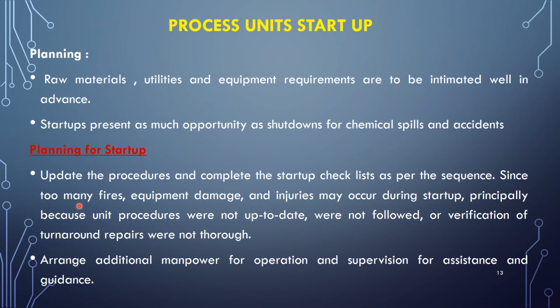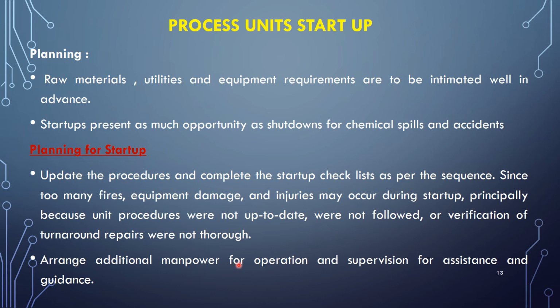Fires, equipment damage and injuries may occur during the startup: sudden supply to the equipment, uncontrolled steam flow, uncontrolled air. You got my point. If you are mixing two raw materials and you do it the wrong way, like 60-40, and instead you are putting 40-60, then it has a negative reaction. So we have to make sure of that. Principally, incidents happen because unit procedures were not up to date, were not followed, or verification of turnaround repair was not thorough. So we have to make sure of this in your planning.